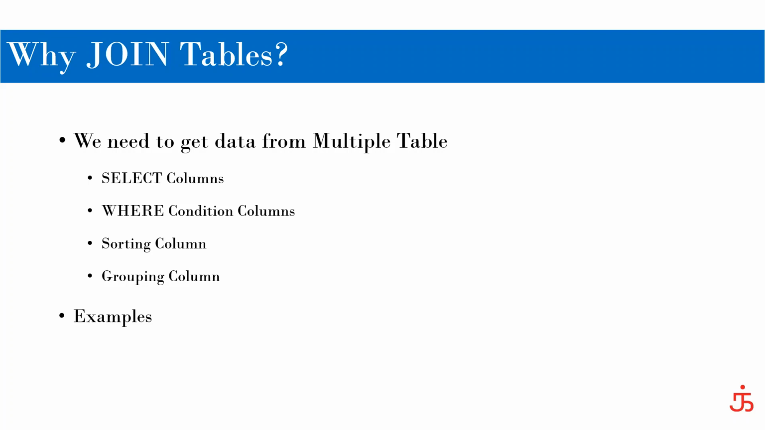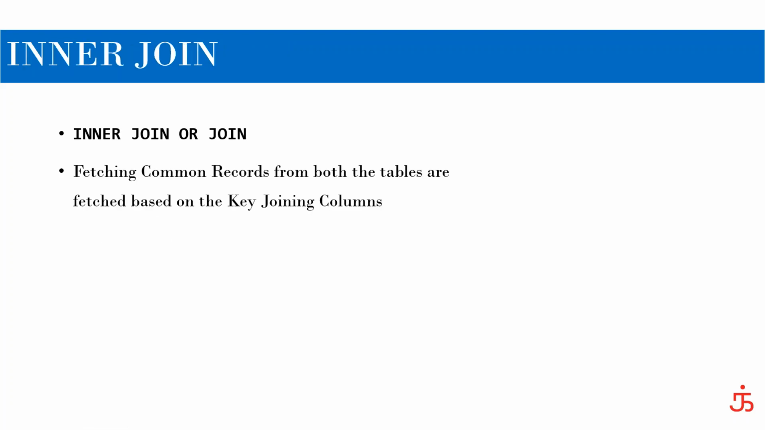So these are the examples that I talked about for some of the scenarios why we have to join multiple tables. So in the join, the first join is the inner join. Inner join is the first join. It is also called join. Okay, inner is an optional word. What it does is it fetches common records from both the tables, based on the key joining column.